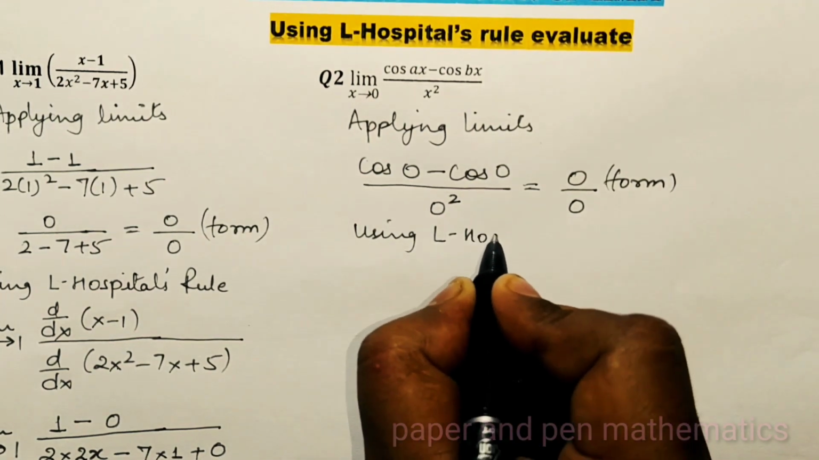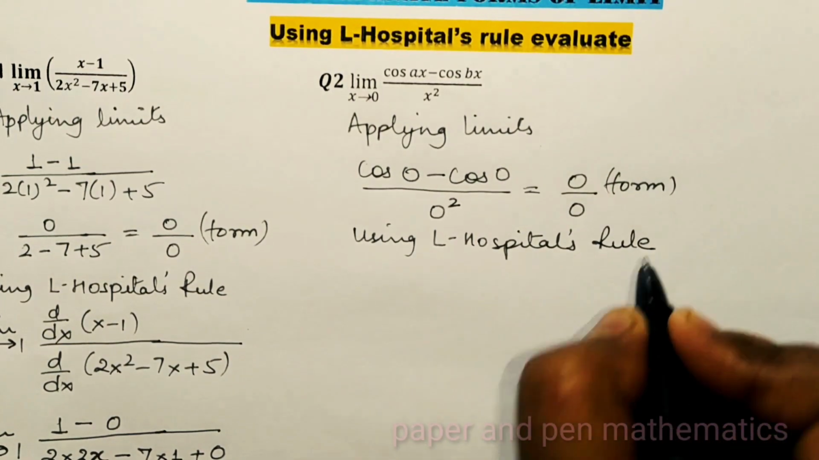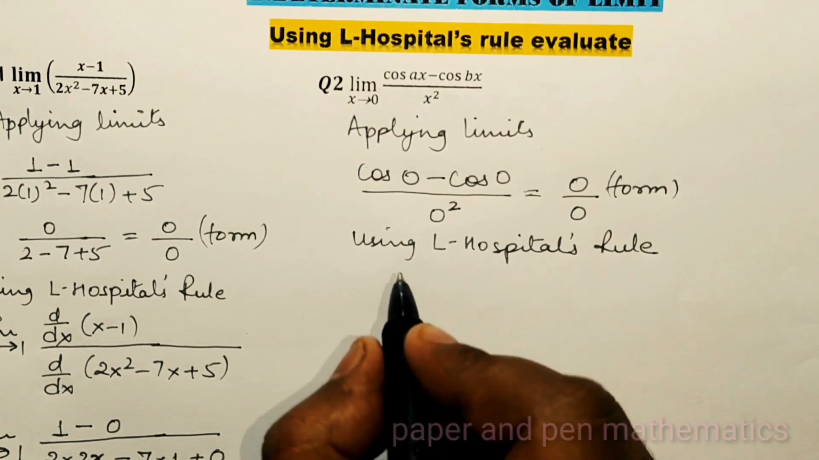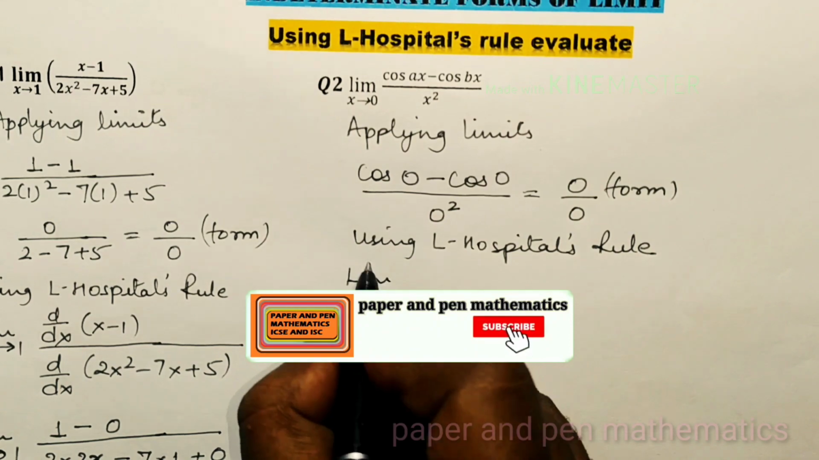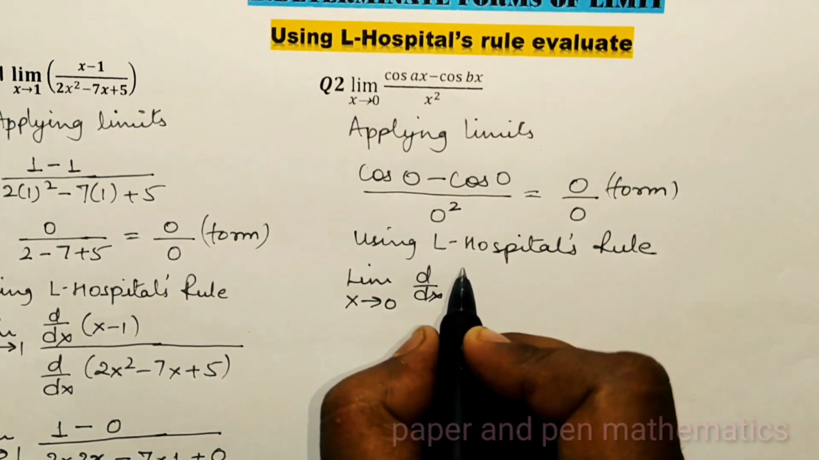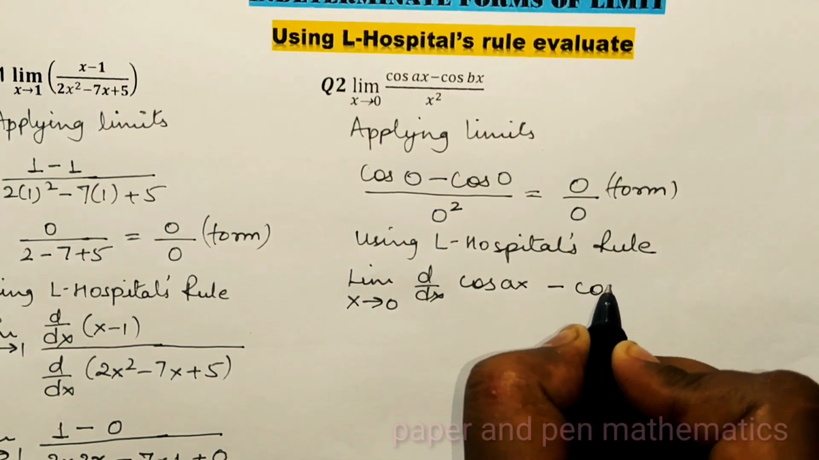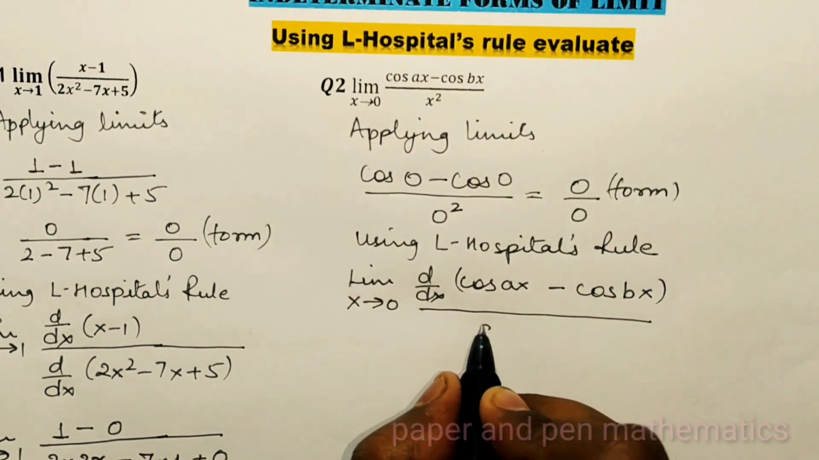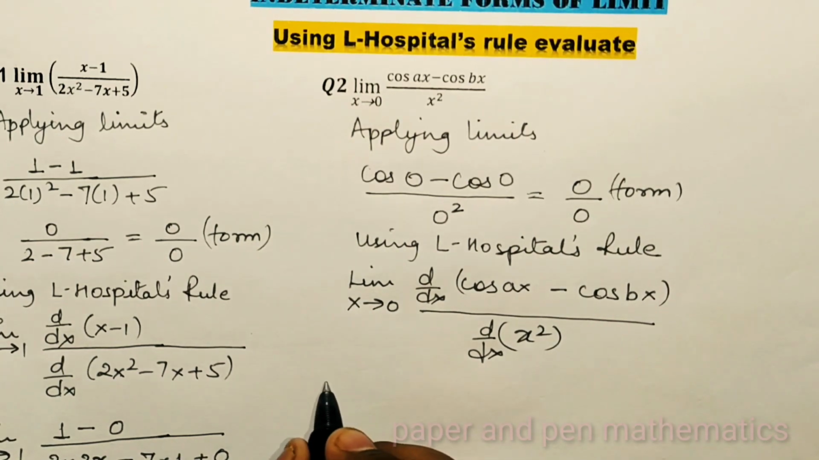L'Hospital's rule. Okay, now this question is very interesting. Just watch till the end. Okay, in L'Hospital's rule, limit x tending to 0, differentiation of numerator, which is cos ax minus cos bx, whole divided by d by dx of x square.